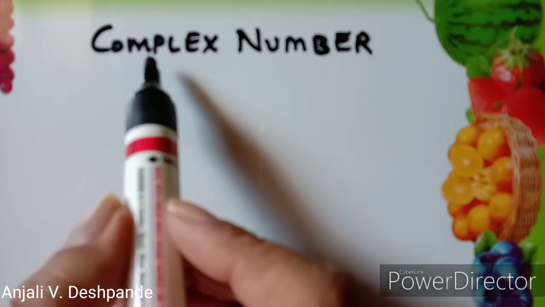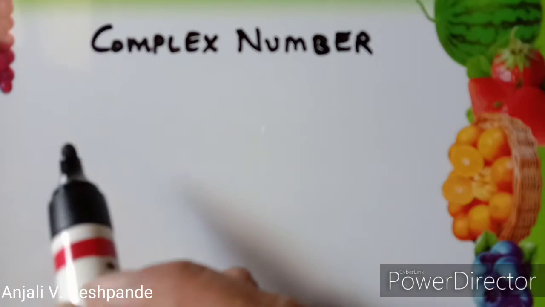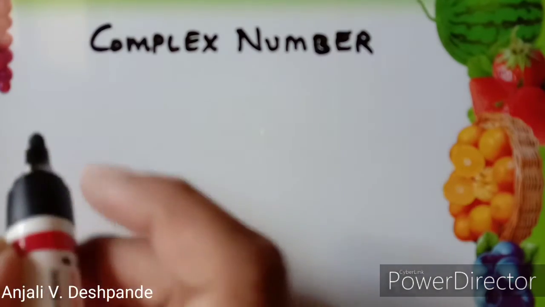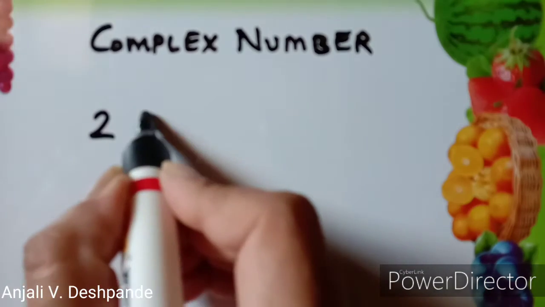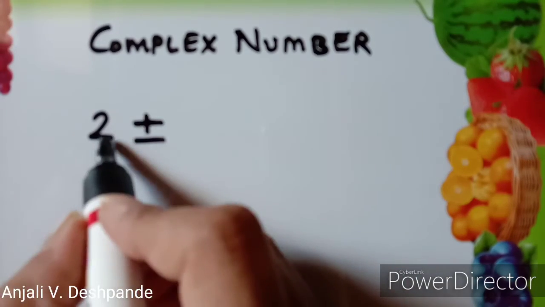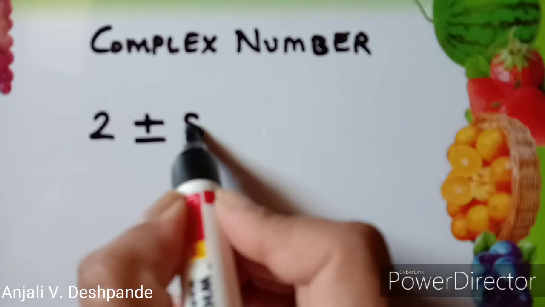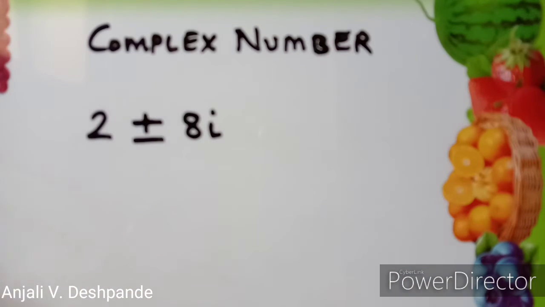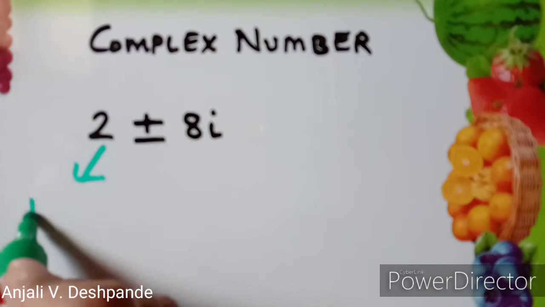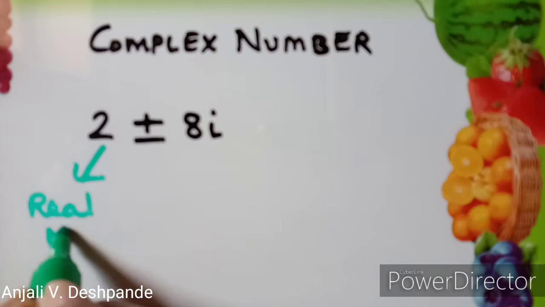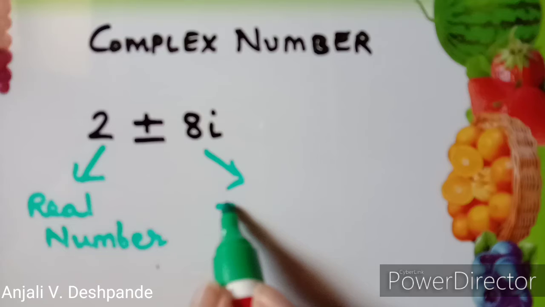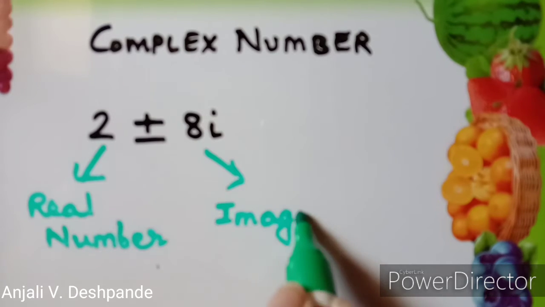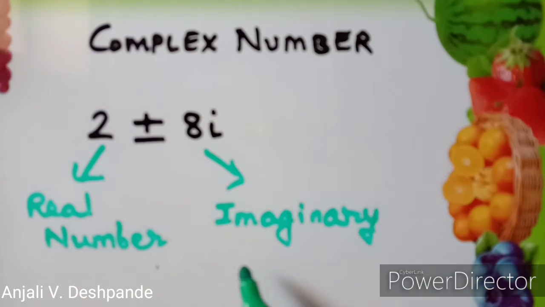In today's video, we will talk about what is a complex number. So in very simple language, a complex number is a combination of a real and an imaginary number. So this part is the real number and this is the imaginary number.